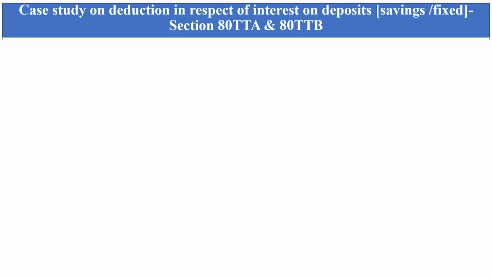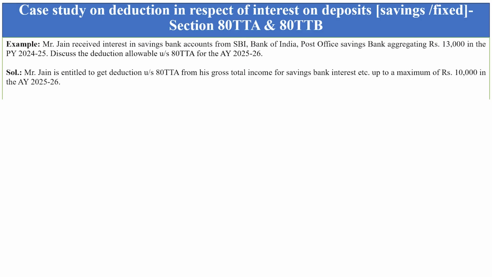Deduction in respect of interest on deposit, savings or fixed, section 80TTA and 80TTB. Mr. Jain received interest in savings bank account from State Bank of India, Post Office Savings Bank, etc., aggregating 13,000 in the previous year 2024-25. Here maximum allowable deduction under section 80TTA in the hands of Mr. Jain, being not a senior citizen, is limited to rupees 10,000 only.